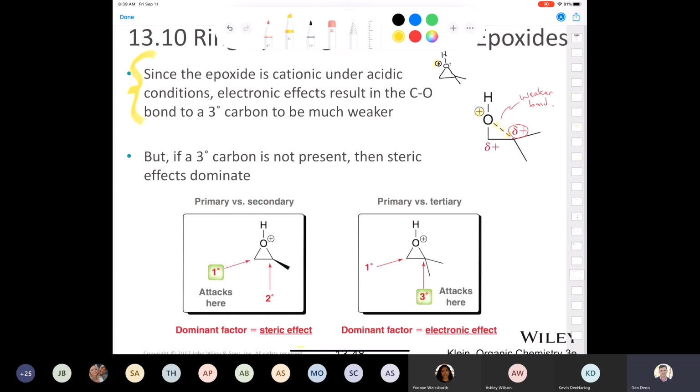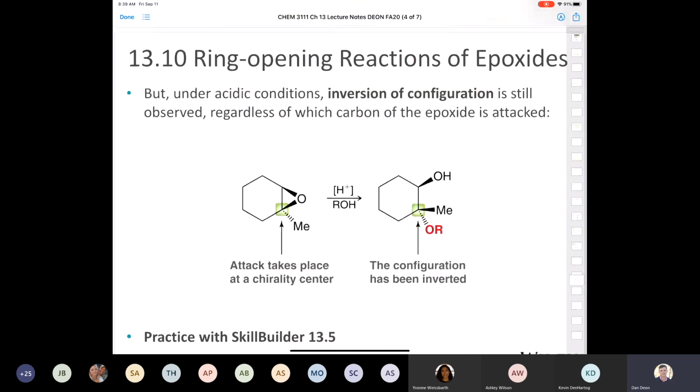All right, we got one more slide before we look at some practice problems. But look, under acidic conditions, it's still an SN2 reaction, and you're still going to get inversion of configuration, regardless of which carbon of the epoxide is attacked, okay? Let's draw it out here in detail. Here we have a tertiary carbon, right? This carbon is attached to 1, 2, 3 carbons, so that's tertiary. Here we have a secondary carbon. We've got an acid and a weak nucleophile, so we're going to protonate it, and we're going to end up with this.